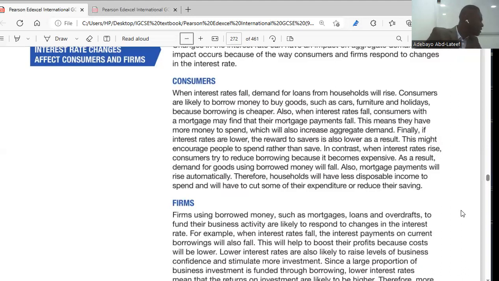People would not want to save. They would rather want to spend. Then loans and investment will increase in the economy. The aggregate demand will increase in the economy.